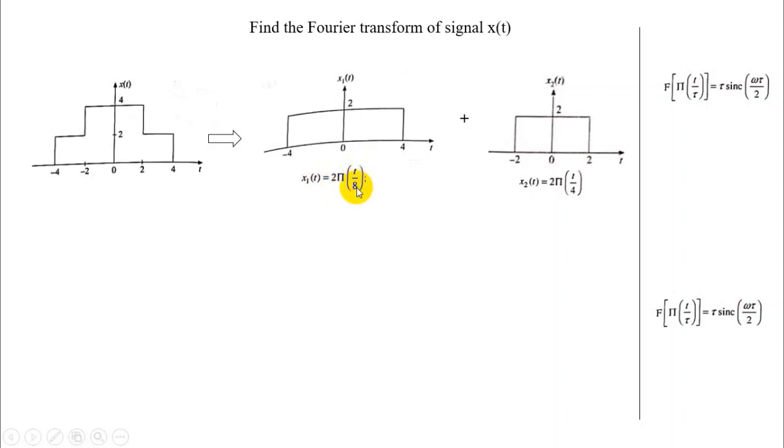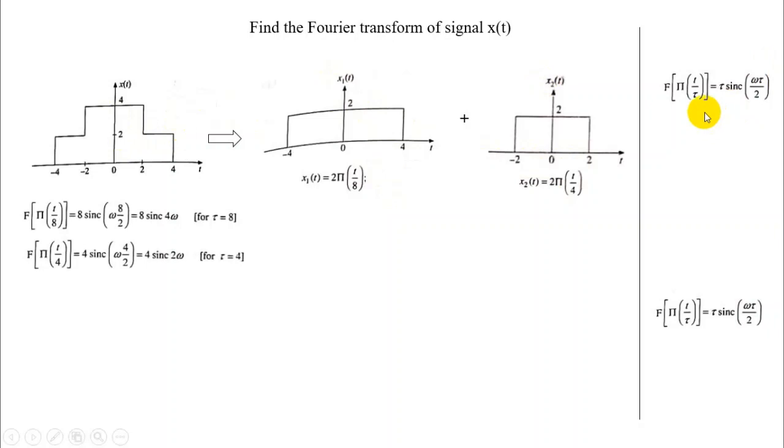We can represent this signal by the function rect(t/8), because the magnitude of this portion from -4 to 4 is 8, so t divided by 8, as we discussed earlier. This magnitude is 2, so 2 has been written here, and 2 is also written here in a similar fashion. Here the distance from -2 to 2 is 4, so t divided by 4. This is the representation composed of the two signals.